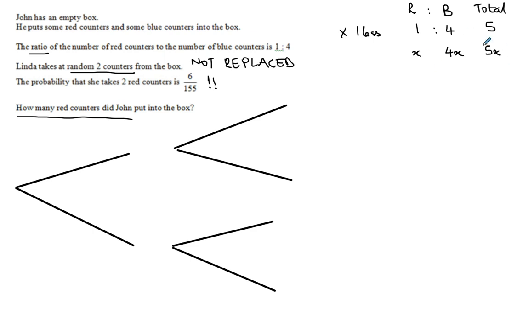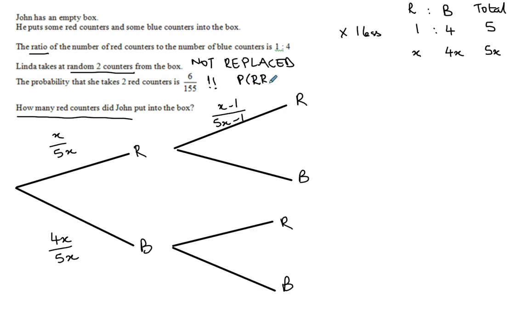So that total is really very useful, because then when you have red and blue here, the probability of red is x over 5x, and the blue will be 4x over 5x. And here we've got red and blue, and red and blue. Again, you can tell if it's not replaced, it'll be one less. So it'll be x minus 1 and 5x minus 1. And then the probability that she takes 2 red is that odd looking fraction.